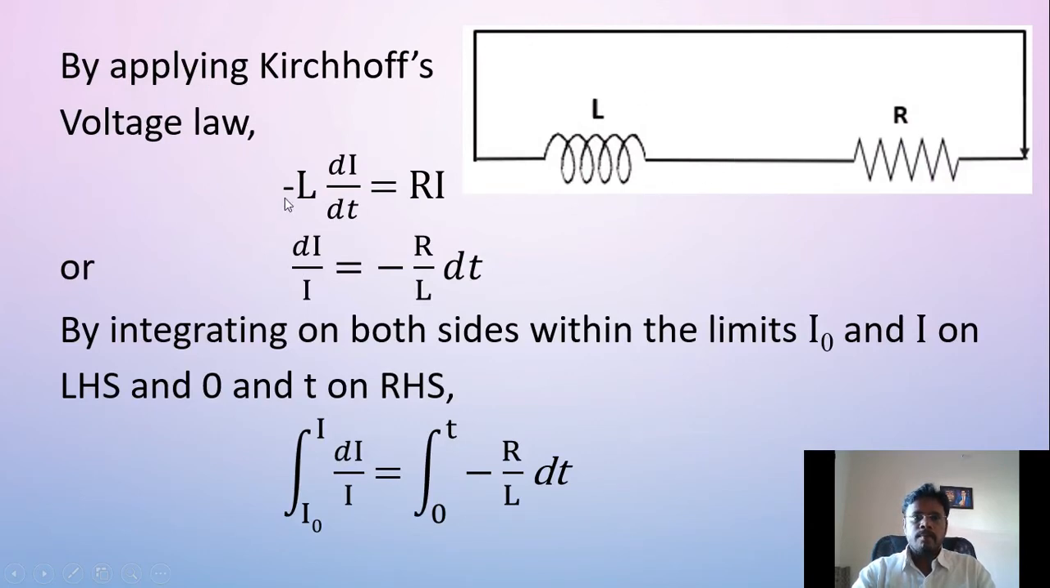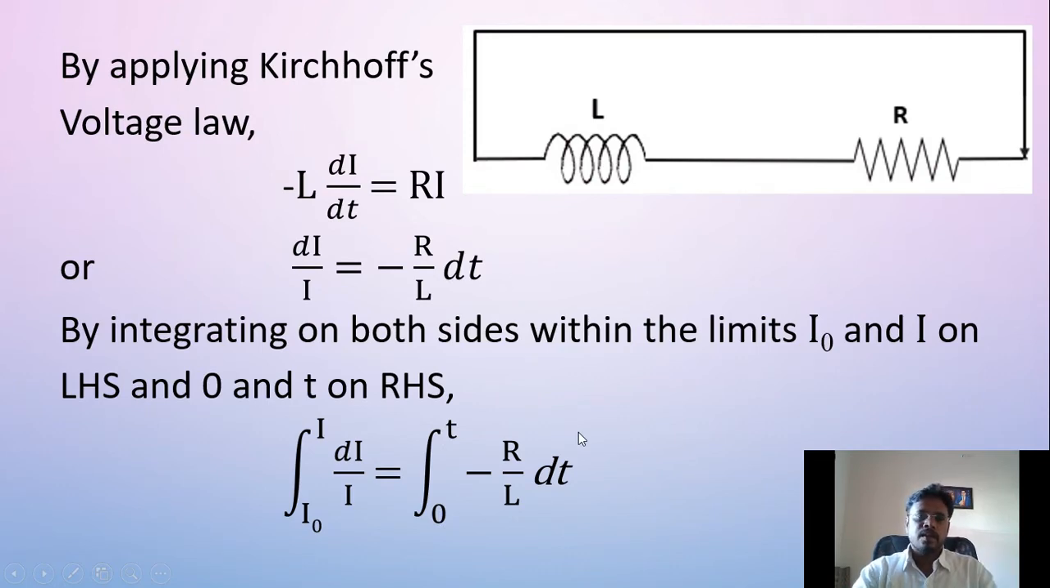Now let us apply Kirchhoff's law. Then we get minus L di by dt, which is the induced EMF in L, equals Ri. By rearranging the terms, we get di by i equals minus R by L into dt. Now, in order to obtain I, let us apply integration. The limits are I naught and I for the current, because the current is decaying from I naught, the maximum value of the current. The time starts from 0 and reaches some instant t.